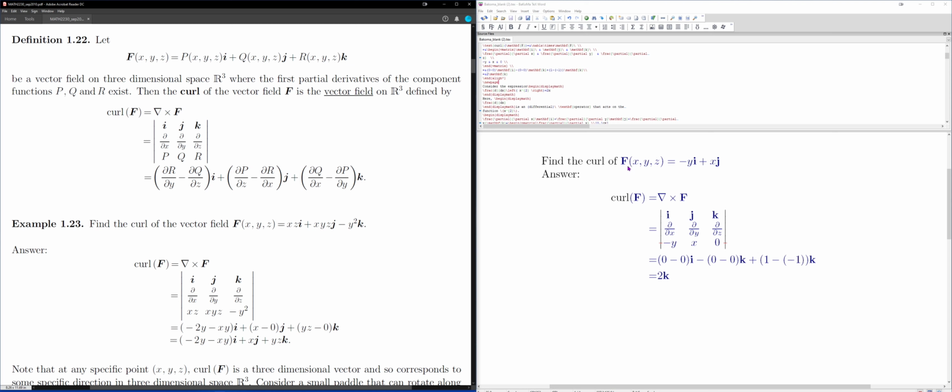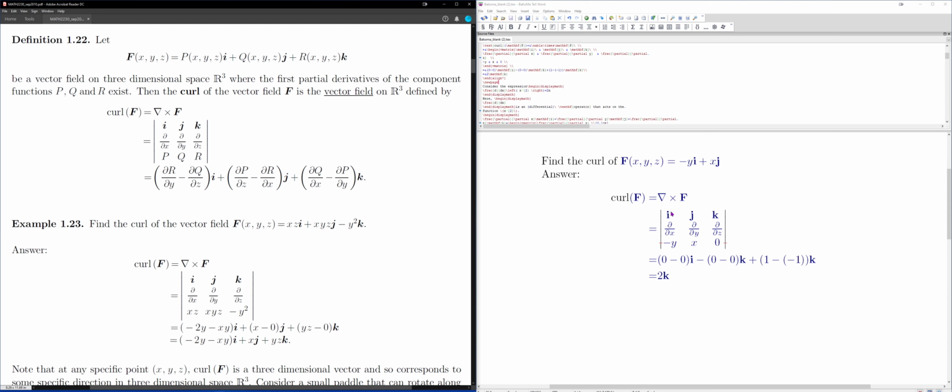So this vector field f has the x component, the big P, equal to minus y, the big Q equal to x, and the R equal to 0. You have no k component, so R is equal to 0. Okay, so I want to work out the curl of this. The second row would be the vector differential operator, and the last row would be the minus y i and the x j.